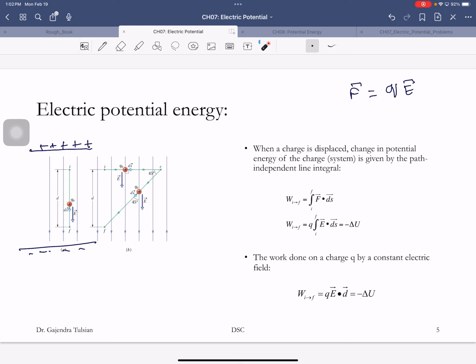Q E dotted with d, where d is this displacement. The displacement is the displacement vector from the initial to the final point. So since the displacement vector was the same for this path and that path, the work done is the same.